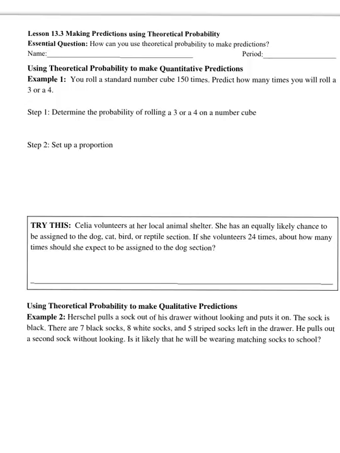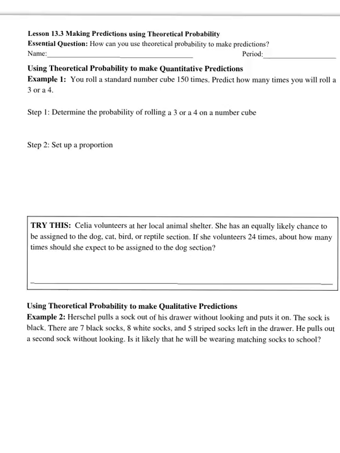Lesson 13.3, Making Predictions Using Theoretical Probability. So we've learned about how to find the theoretical probability of an event occurring. Now what we're going to do is take it a step further and use the theoretical probability that we find to make a prediction about something occurring.